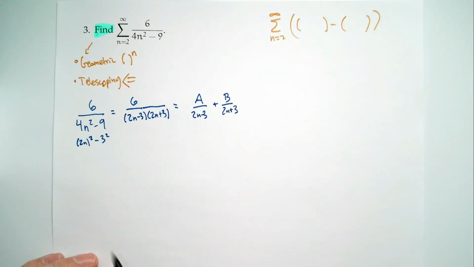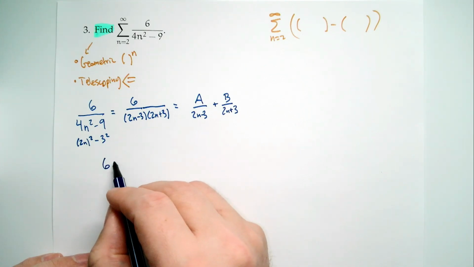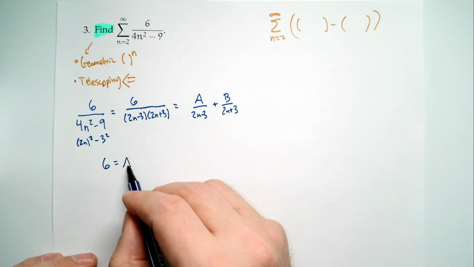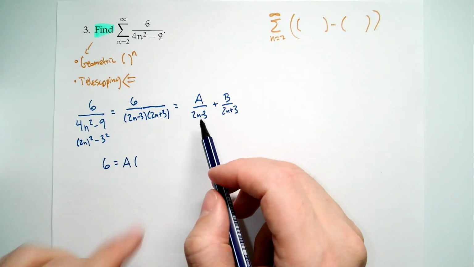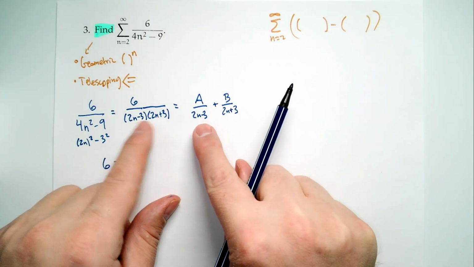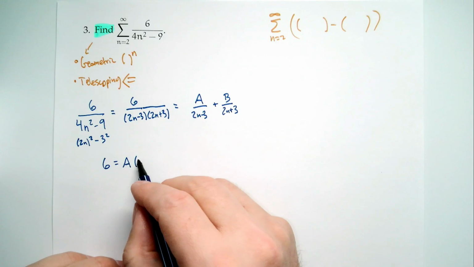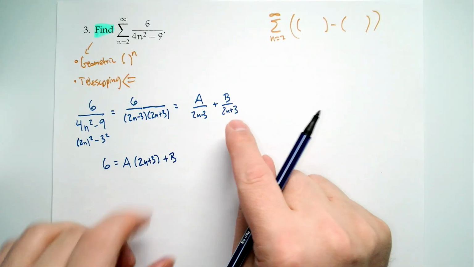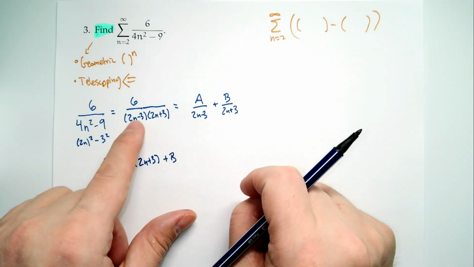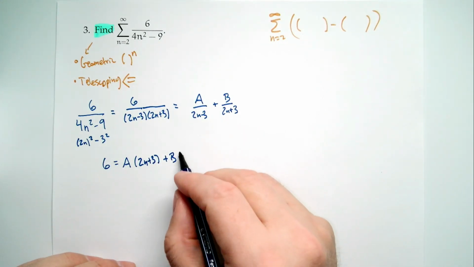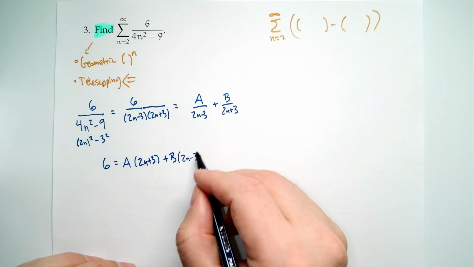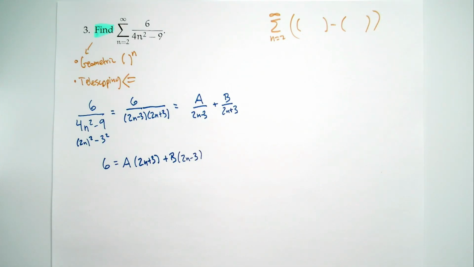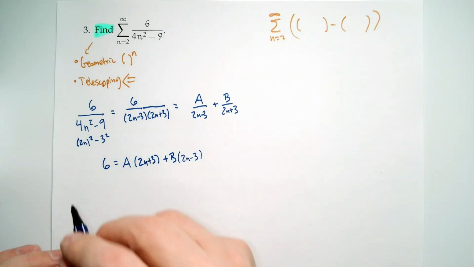Clear the denominator. 6 is going to be equal to A times, now when I multiply here, the 2n minus 3's will cancel, so I'll be left with the 2n plus 3, then plus B, and on this term the 2n plus 3's cancel, so I'll be left with the 2n minus 3. Now, we must choose. Well, you don't have to, there's more than one way to do it, but I like to do the choose way. So let's choose some nice values.